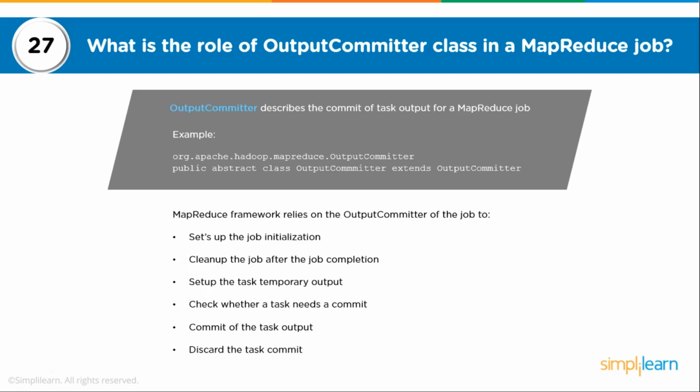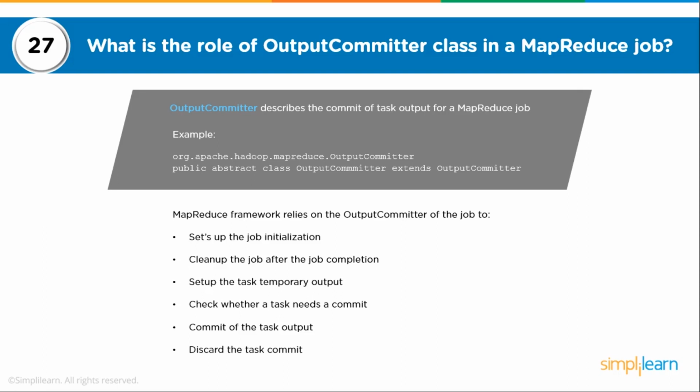Now, what is the role of the output committer class in a MapReduce job? So output committer, as the name says, describes the commit of task output for a MapReduce job. So we could have this as mentioned, org.apache.hadoop.mapreduce.OutputCommitter. You could have a class which extends your OutputCommitter class. So MapReduce relies on the output committer of the job to set up the job initialization, and cleaning up the job after the job completion.